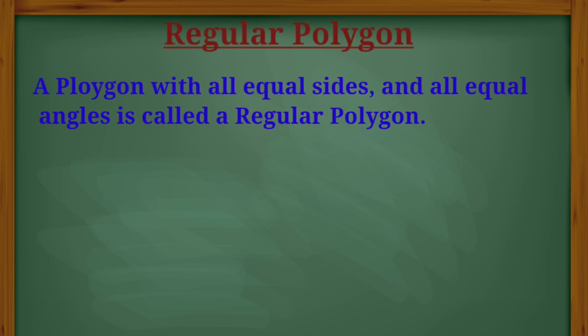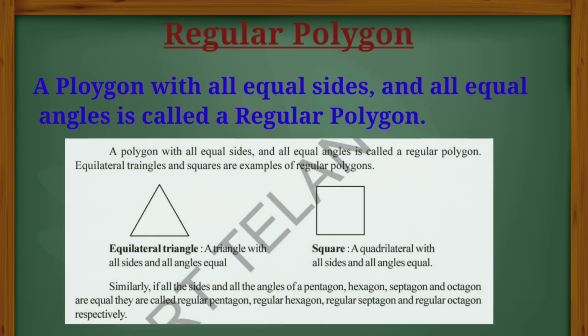Here, a polygon with all equal sides and all equal angles is called a regular polygon. Understood children? A regular polygon has equal sides and equal angles. See here, there are 2 examples given for these regular polygons. One is equilateral triangle and another one is square. An equilateral triangle means a triangle with all sides and all angles equal. And a square is a quadrilateral with all sides and all angles equal.